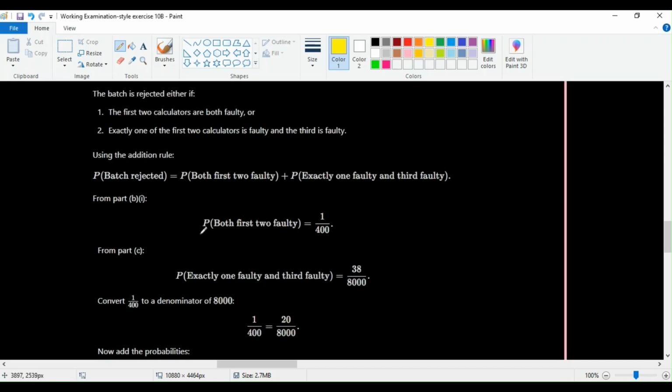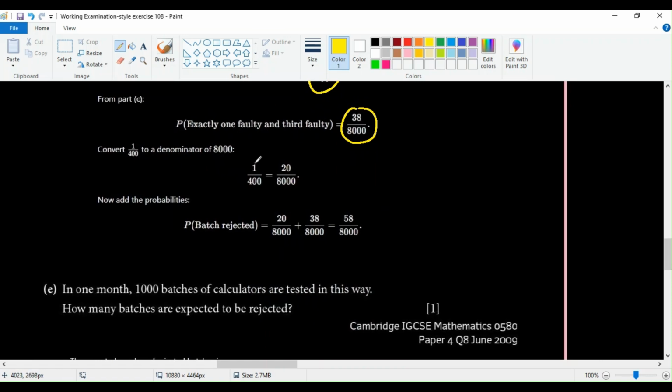So in here, first two faulty is 1 out of 400, and from part C we know very well it is 38 over 8,000. Now we know very well that 1 out of 400 is 20 over 8,000. So when we add these two, 20 over 8,000 and 38 over 8,000 is going to give us 58 over 8,000, which is the final answer for this part of the question.